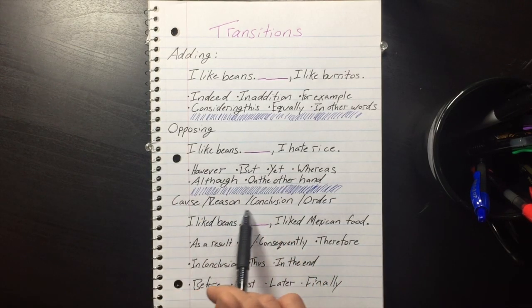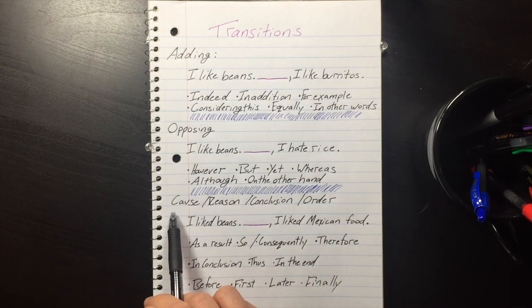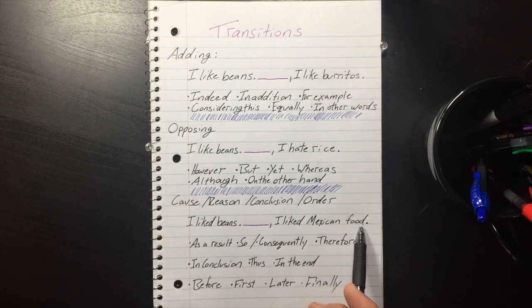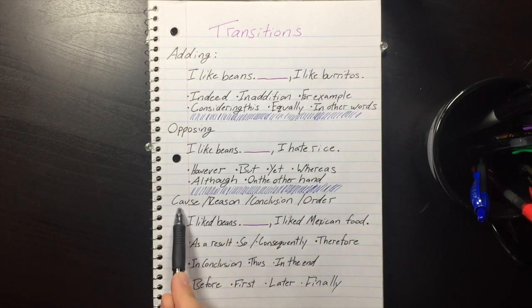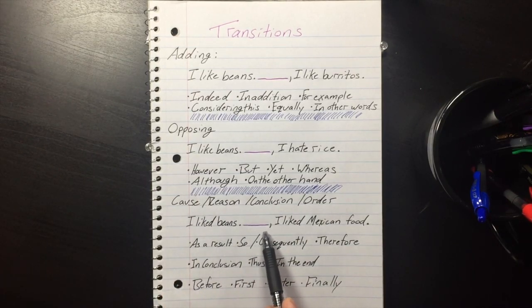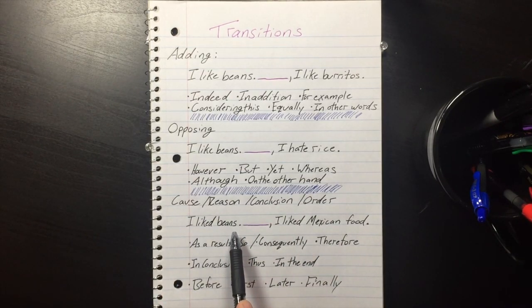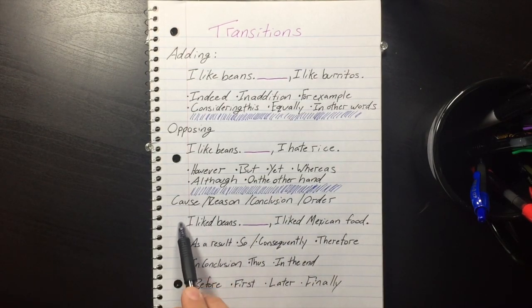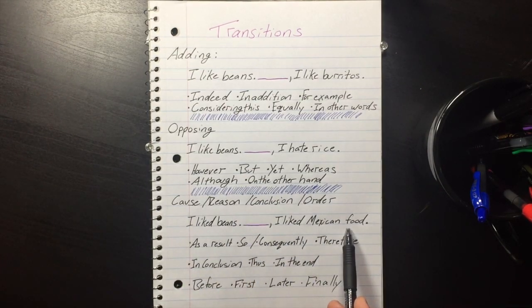The last one is all these logical types of transitions. So let's look at the sentence here. I liked beans, blank, I liked Mexican food. Cause transition words mean that the first sentence caused the second sentence. So, I liked beans. As a result, I liked Mexican food. This was the cause or the reason for the second sentence. I liked beans, therefore I like Mexican food.